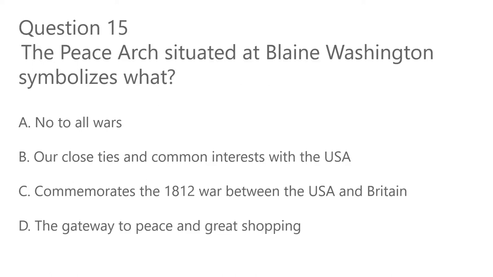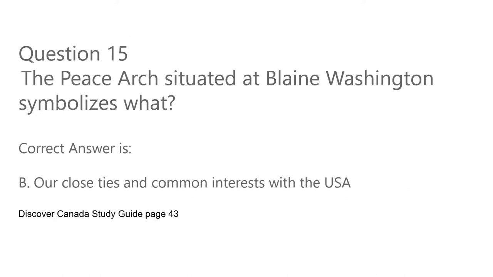Question 15. The Peace Arch situated at Blaine, Washington symbolizes what? A. No to all wars. B. Our close ties and common interests with the USA. C. Commemorates the 1812 war between the USA and Britain. D. The gateway to peace and great shopping. Correct answer is B. Our close ties and common interests with the USA. Discover Canada Study Guide, page 43.